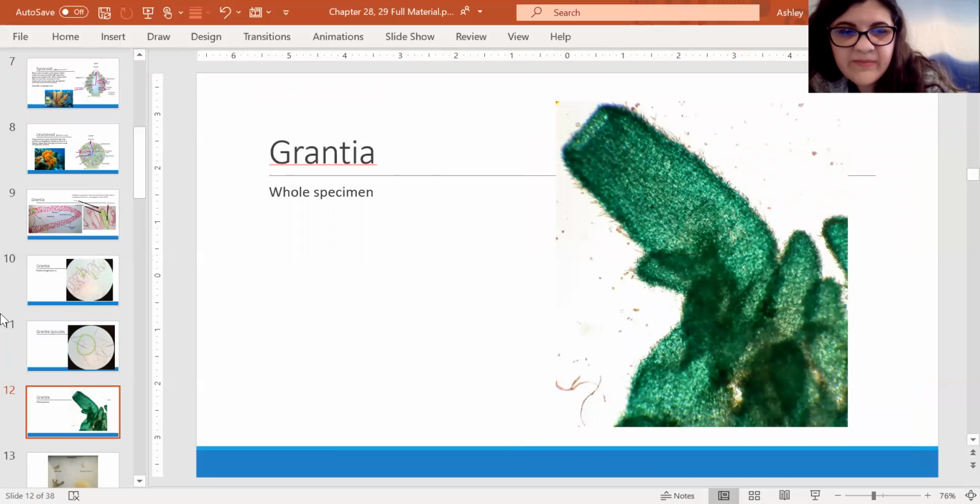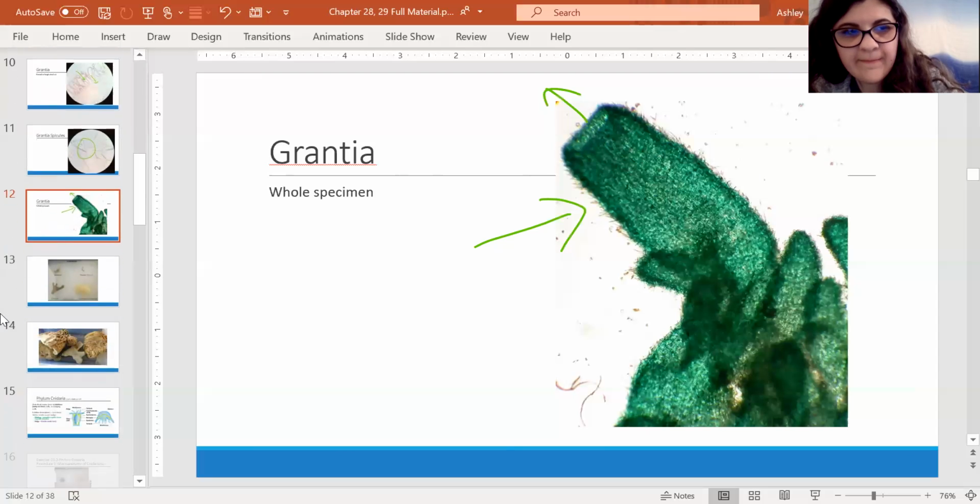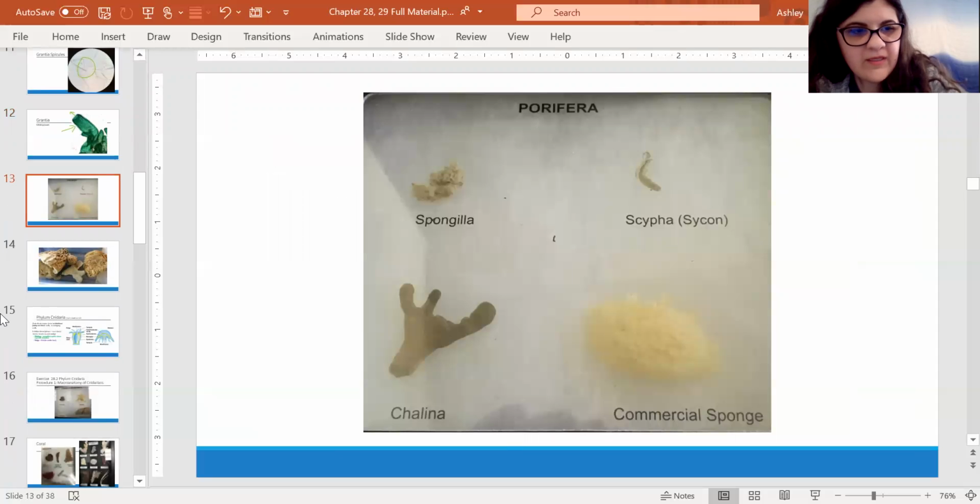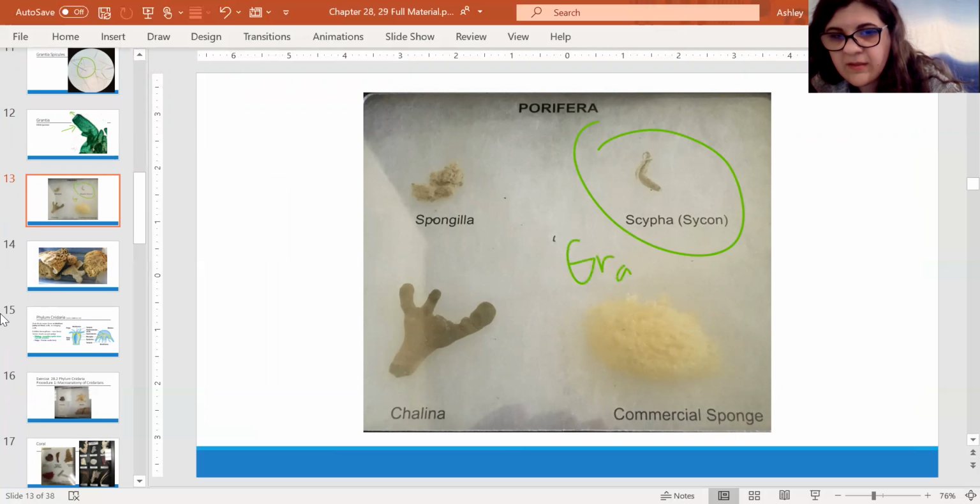And then here's a whole specimen of that same species, Grantia. I think this one's dyed green. It's not normally green, but you can see this is the osculum here, and then ostia would be all along the sides. It's usually clear. And then just some specimens that we would have in the lab. Here are 4 different ones. This is the one that we're looking at as Grantia. That is pretty small compared to the other ones.